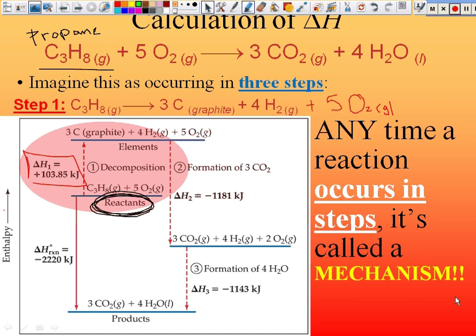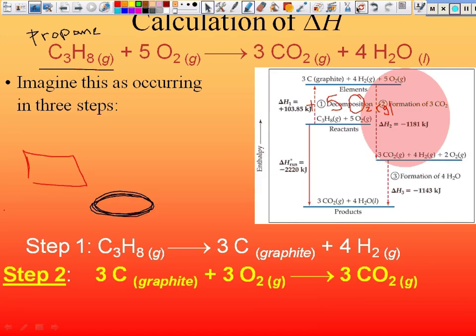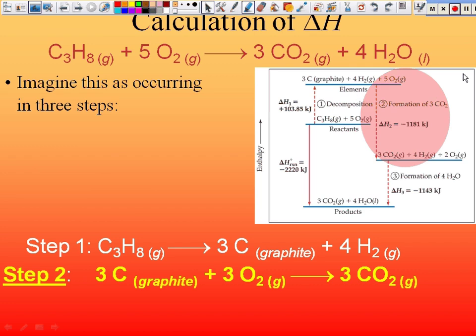Now, notice what happens in step 2. What happens in step 2? The formation of 3 carbon dioxides. Now, formation. What is your delta H there? Negative. Okay, so notice what happens. You had to put some energy in. It created something new. And then what happened when you form carbon dioxide? It released a little bit of energy. Okay, so you have, well, a lot. So you have the 3 graphites, the 4 hydrogens, and the 5 oxygens come together to make what? 3 carbon dioxides, 4 hydrogens, and 2 oxygens.